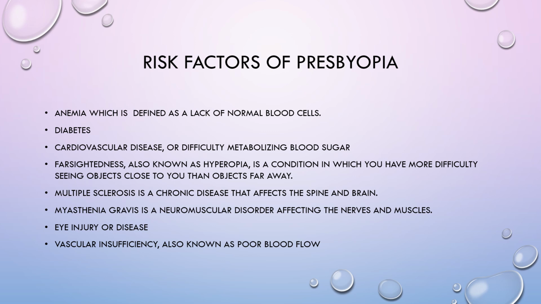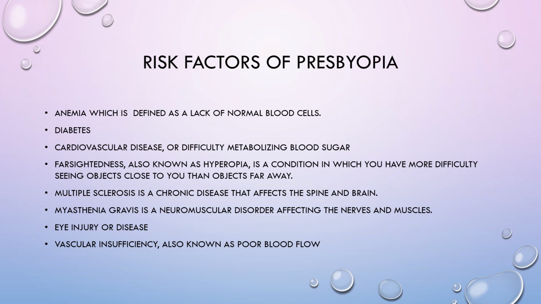What are the risk factors of presbyopia? The first one, according to my list, is anemia, which is defined as a lack of normal blood cells. You have diabetes, you have cardiovascular disease, or difficulty metabolizing blood sugar. You have farsightedness, also known as hyperopia, which is a condition in which you have more difficulty seeing objects close to you than objects far away.